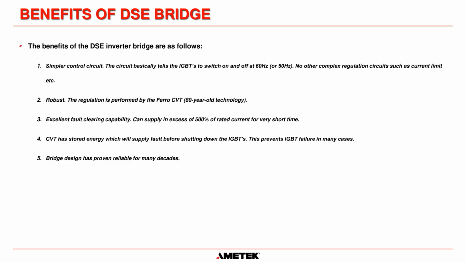So there is a much bigger likelihood that a constant voltage system, a CVT system, might clear a fault without having to go to bypass. Also, a CVT has stored energy, which I said previously, which will supply the fault before shutting down the IGBTs. And that prevents the IGBT failure in many, many cases. So that stored energy in the transformer supplies the fault rather than the current going through the IGBT.